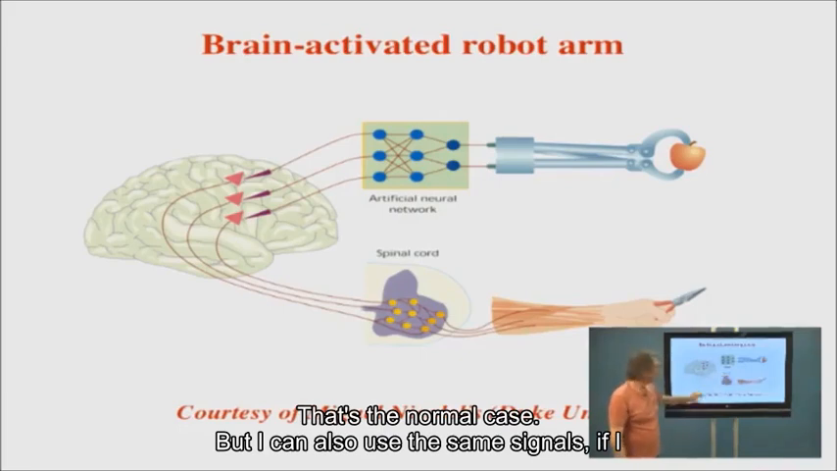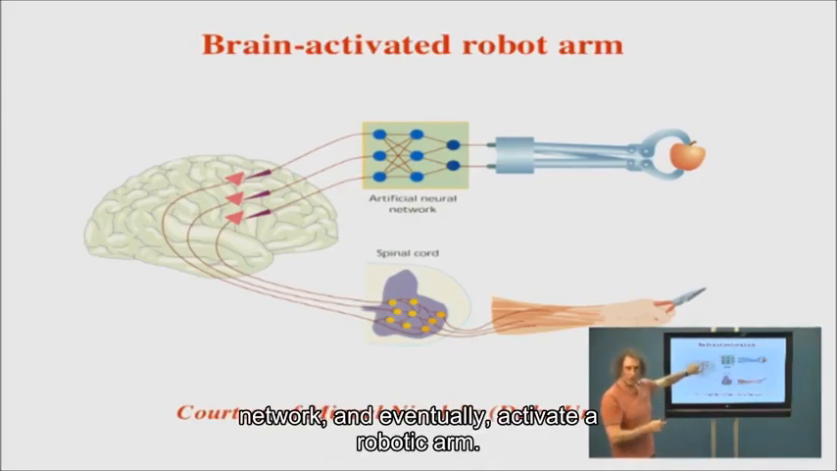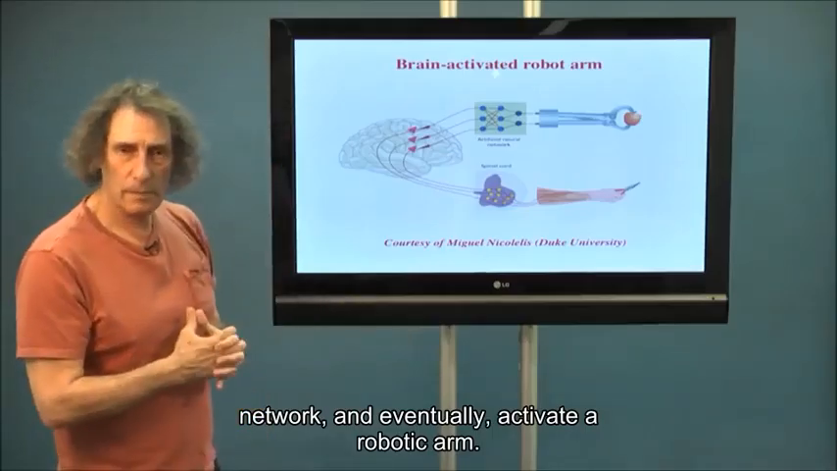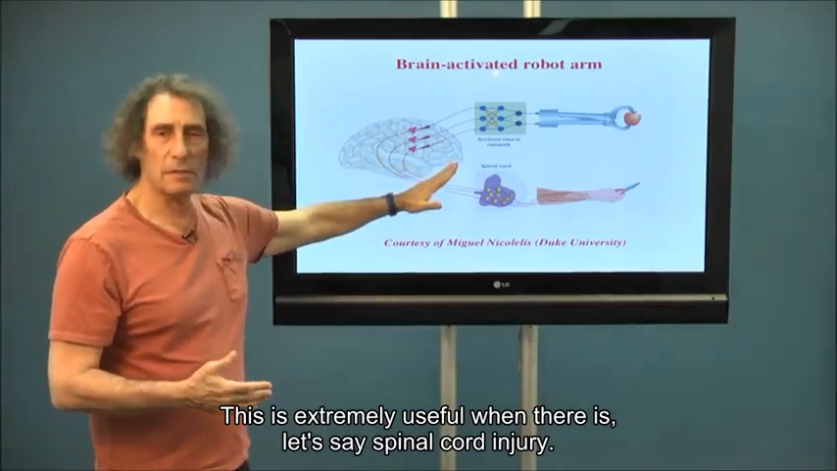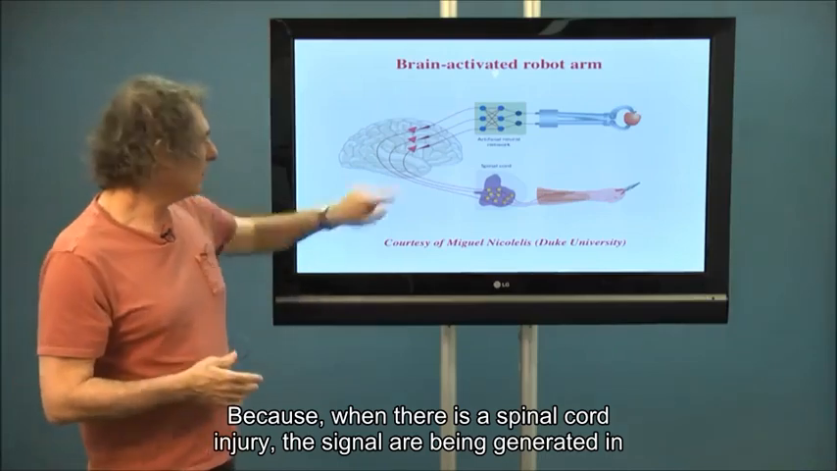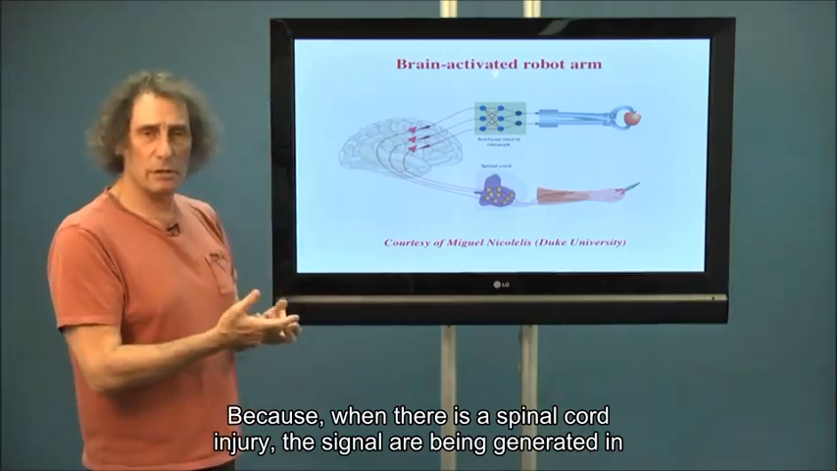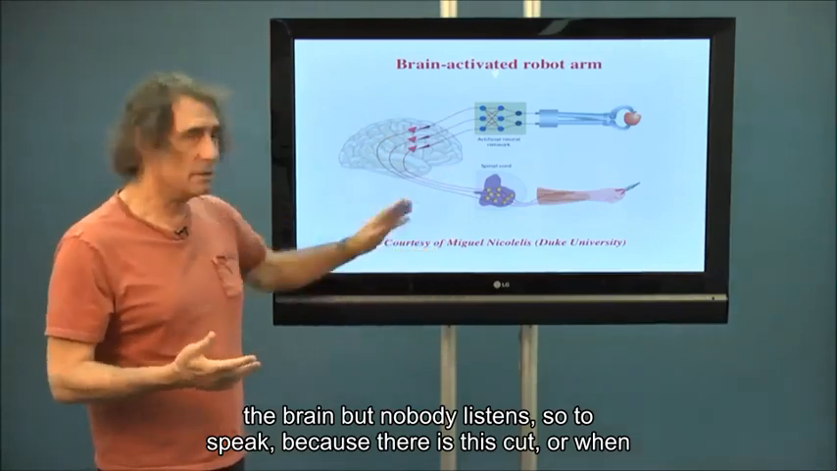That's the normal case. But I can also use the same signals, if I can read them correctly and analyze what they mean, the signals, the network, and eventually activate a robotic arm. This is extremely useful when there is, let's say, spinal cord injury. Because when there is a spinal cord injury, the signals are being generated in the brain, but nobody listens, so to speak, because there is this cut.